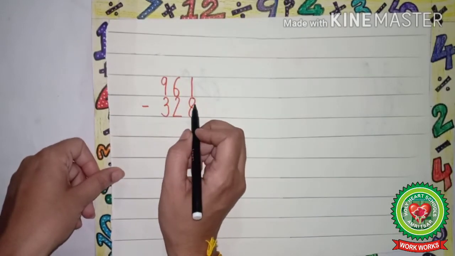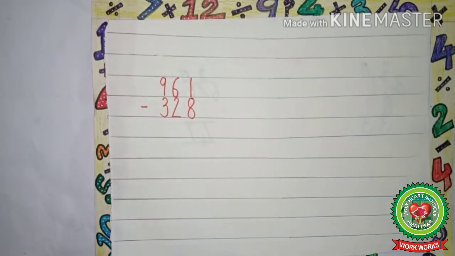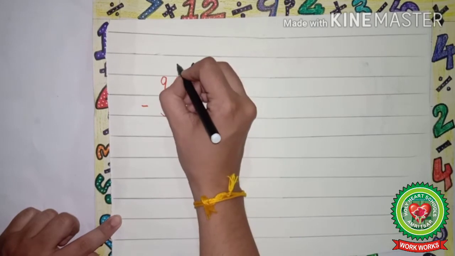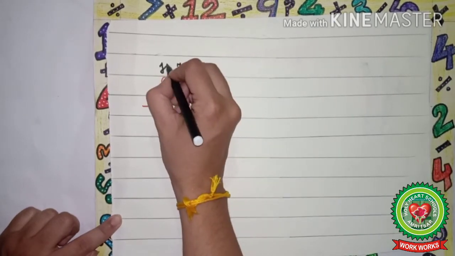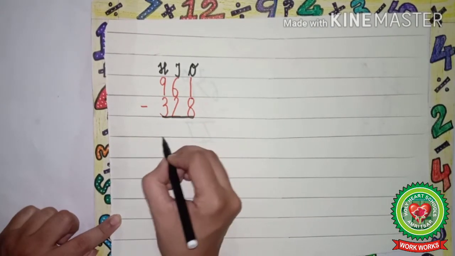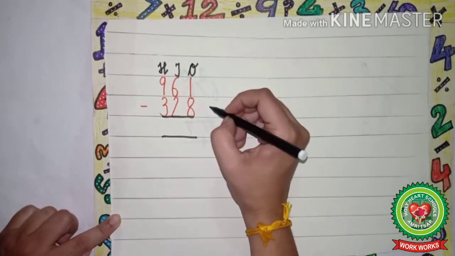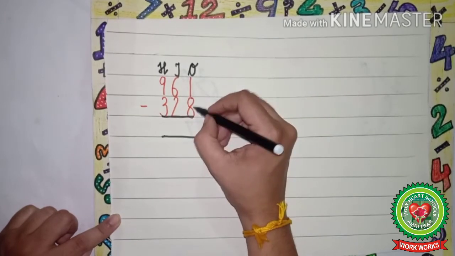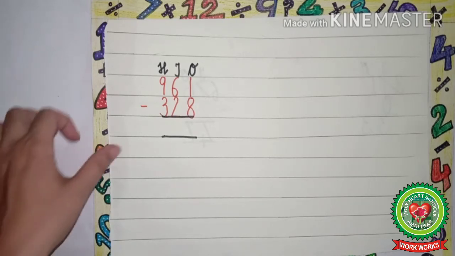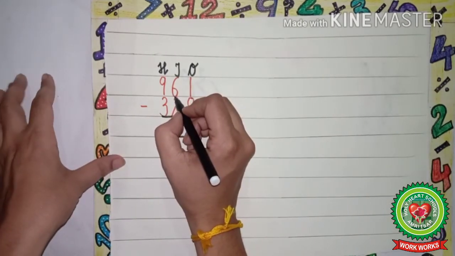961 minus 328. Again our first step is to write down the place value chart. So we will write ones, tens, 100. Clear? Now again we will draw a line here. Again we will start counting at 8 and stop at 1. Again it is not possible as 1 is smaller than 8. So what we will do again, we will borrow from the next number. Now we will borrow 1 from 6.